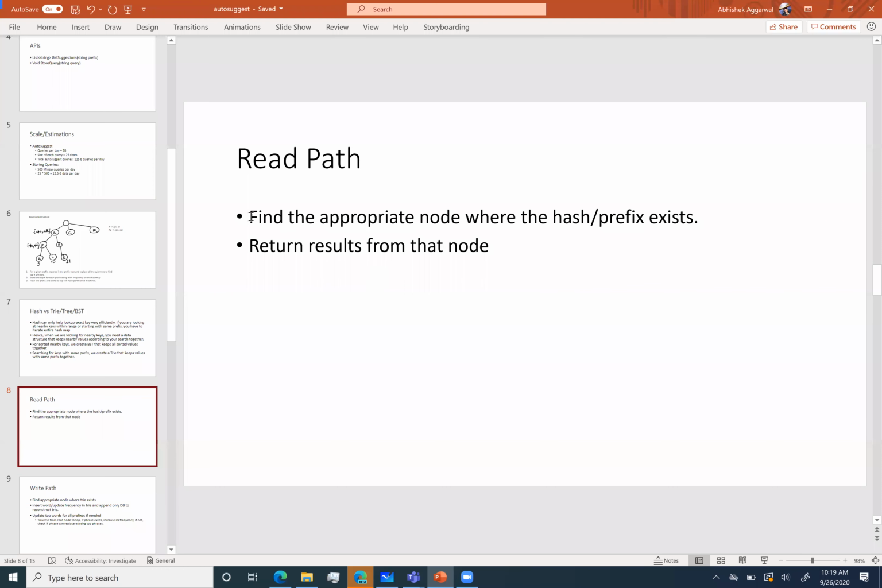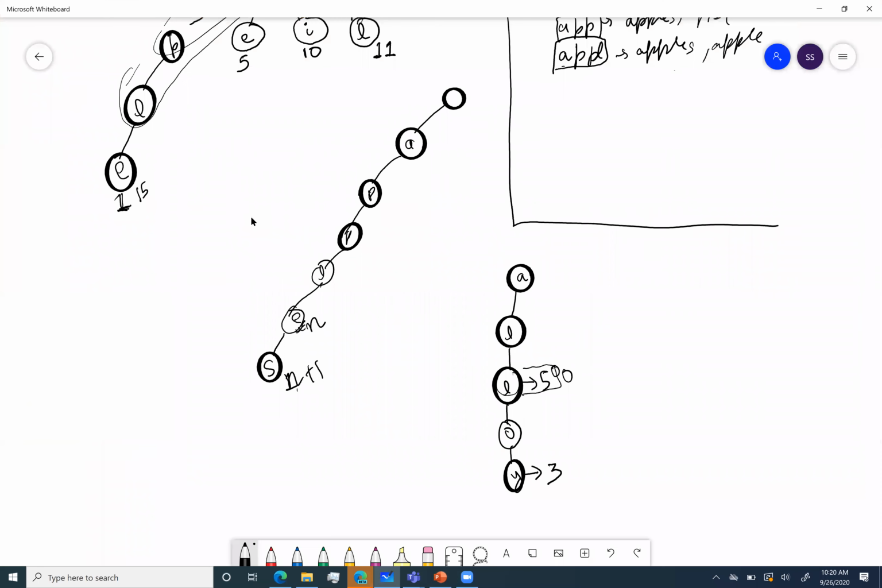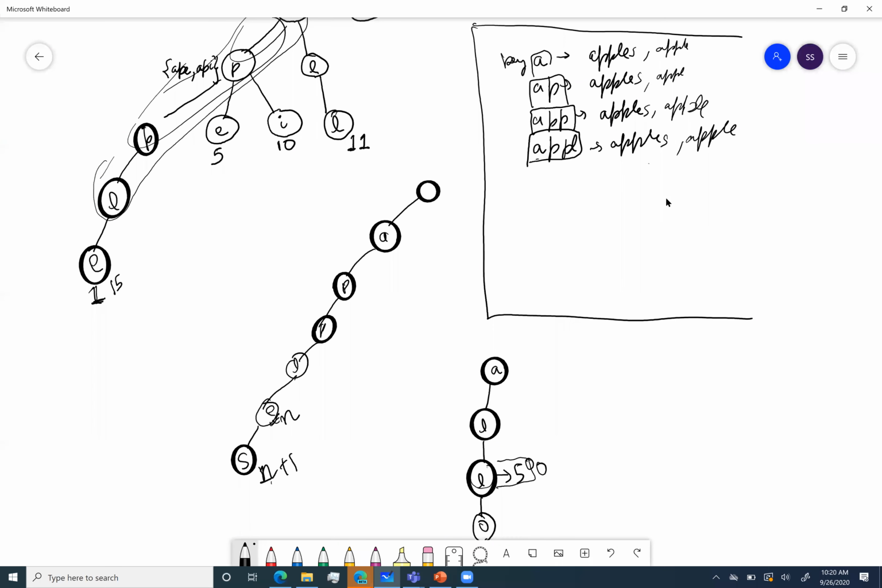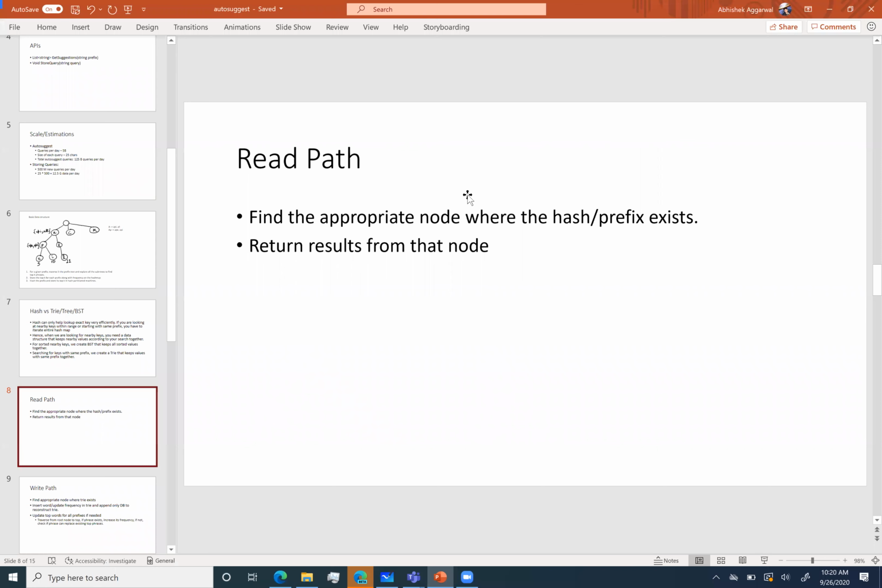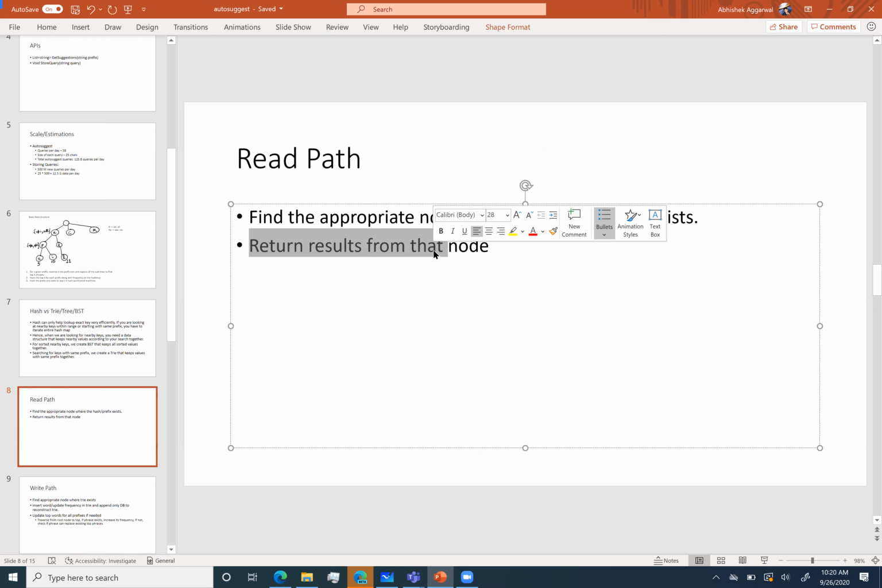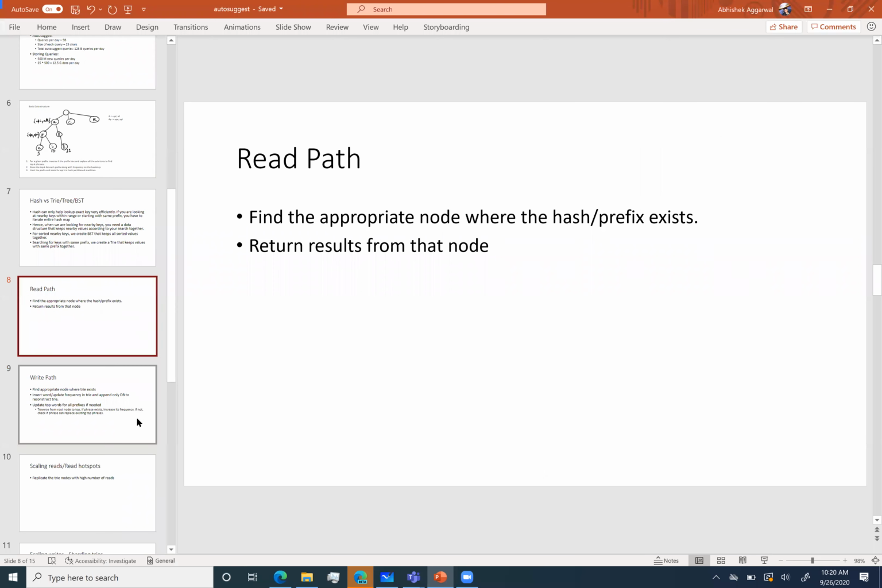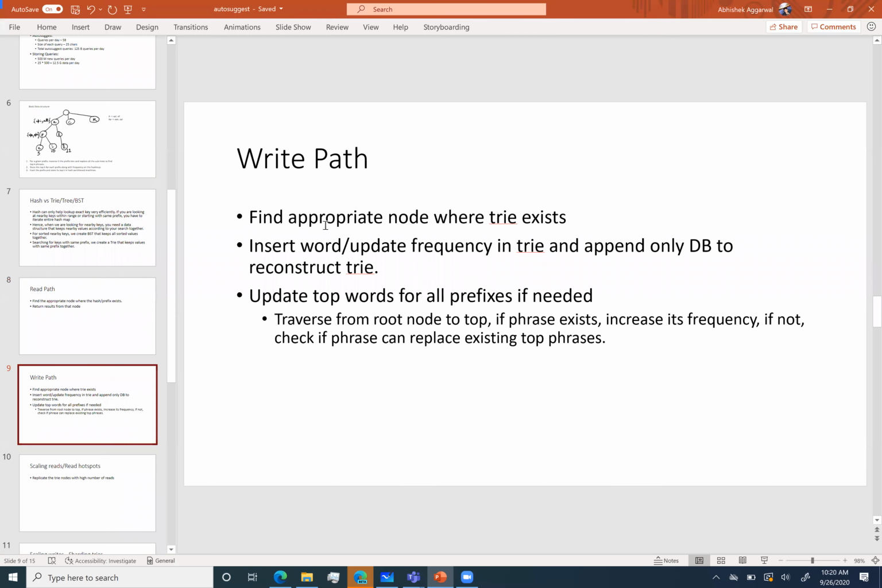For the read path, we need to know on what particular node my hash exists, right? Because these hashes can be partitioned based on hash partitioning. So for that particular prefix, I will first need to know where the values for that hash will exist. Once I have that node, I can just search for that key and it will return me the values, right? So this is the basic simple path: for read, you just need to go to the hash.